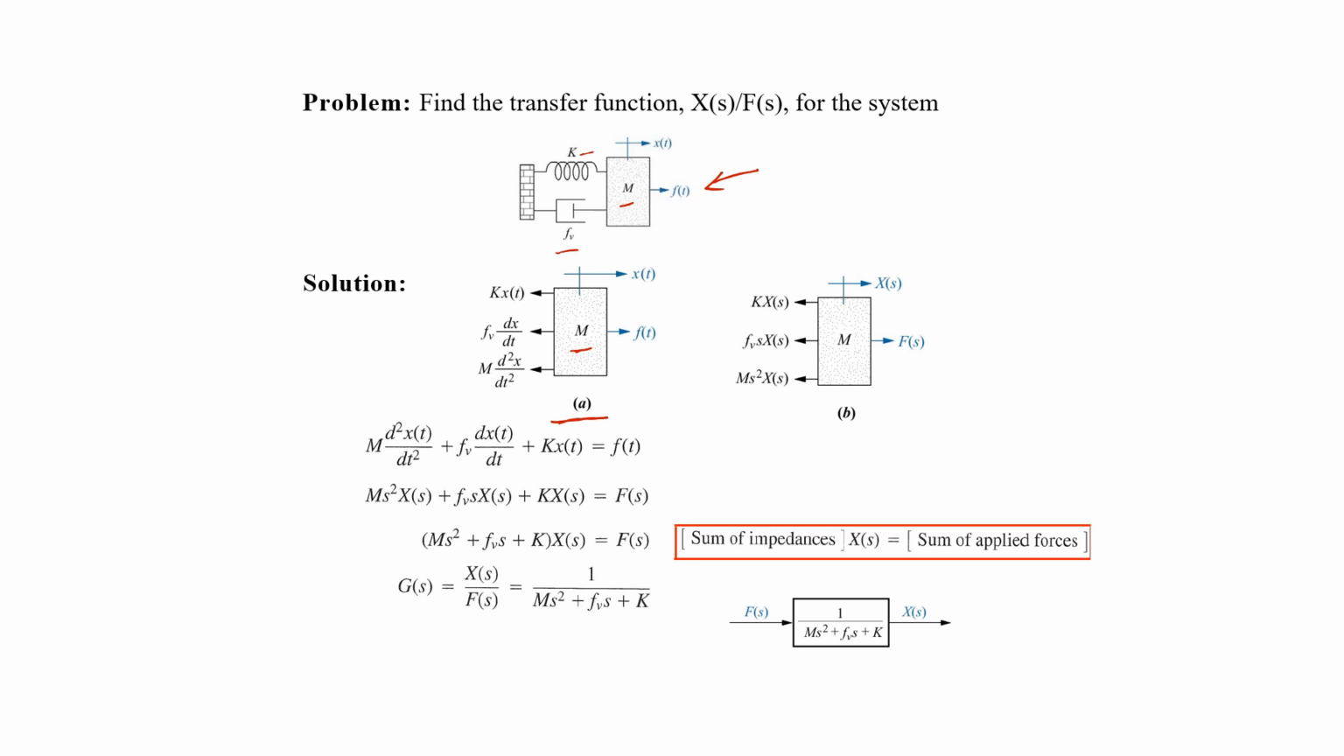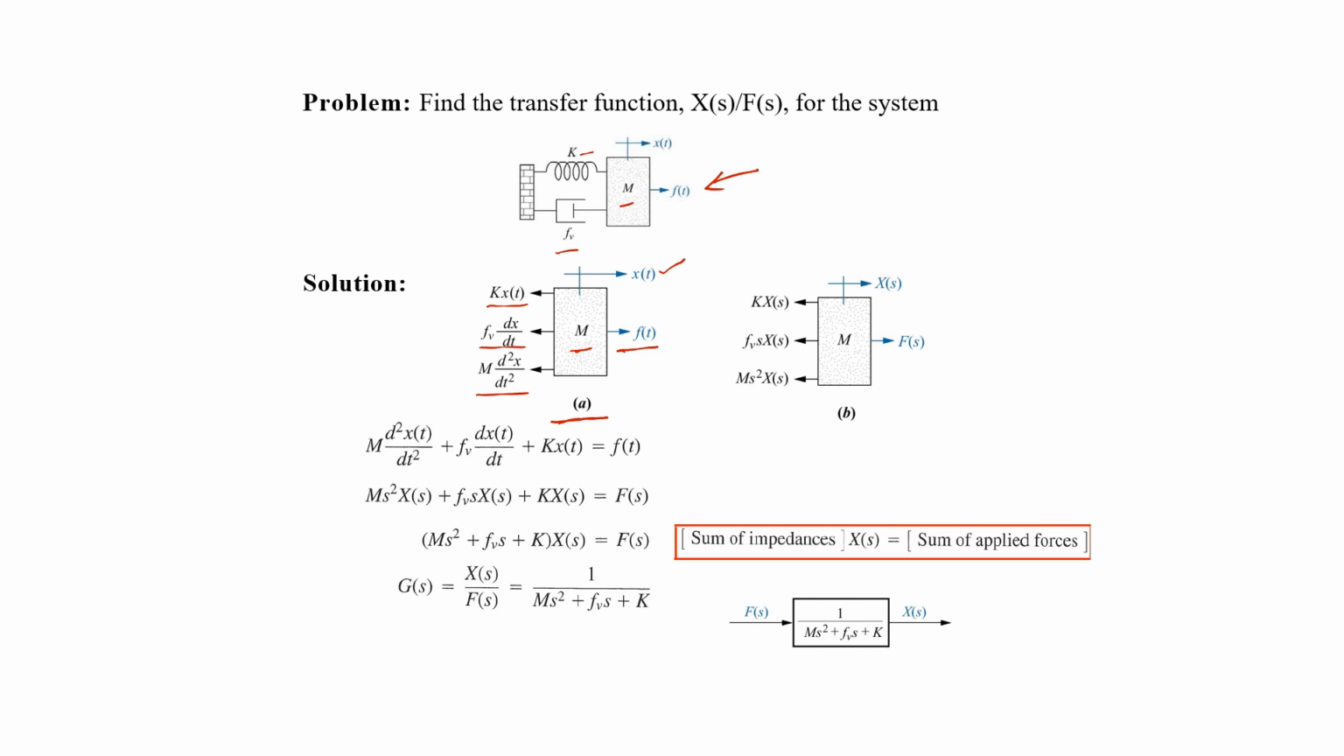The forces which move the body in the direction of the motion x of t are shown with the right arrow, like the applied force, and all of the other forces which move the body away from the positive direction are represented with the arrow in the opposite direction, like these three forces, which represent the forces due to the spring, due to the mass, and due to the viscous friction.